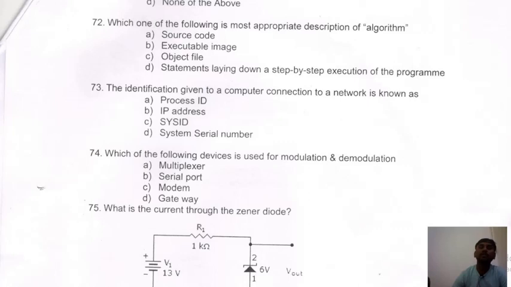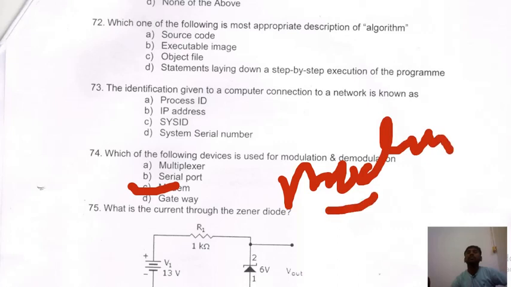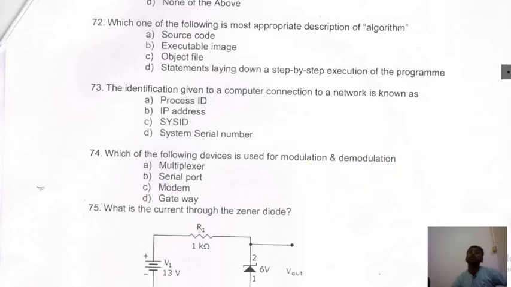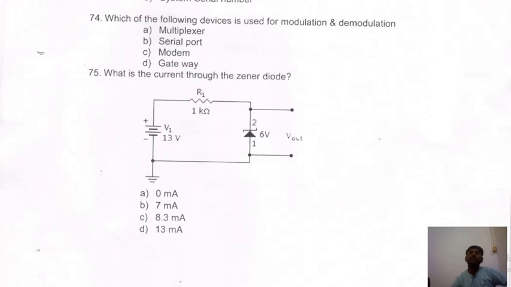Next question, 73: the identification given to a computer connection to a network is known as what? The identification number given to any computer on a particular network is called the IP address, as you already know. Next question: which of the following devices is used for modulation and demodulation? Modem. I already told you in a previous question paper while discussing BSSC. Modem means modulator plus demodulator. So option C.